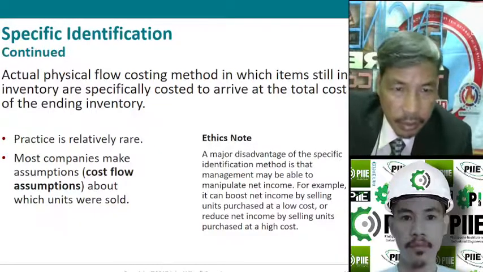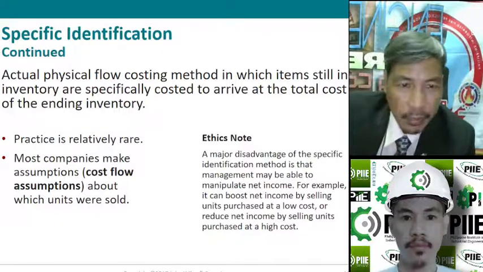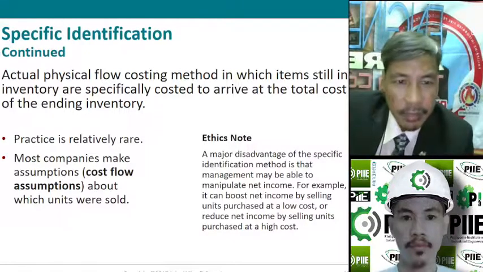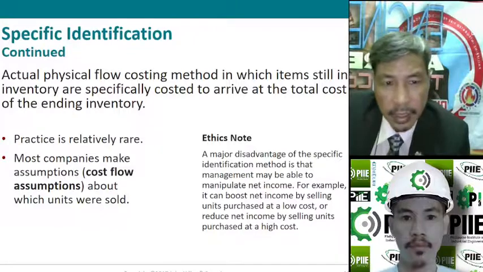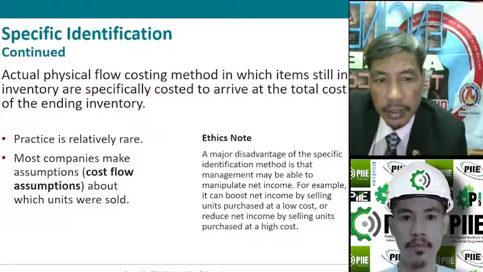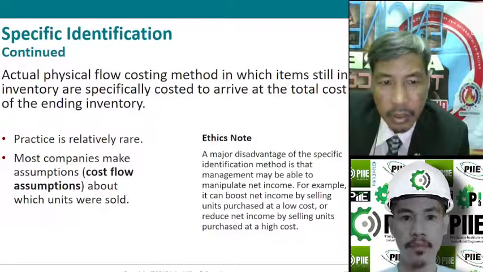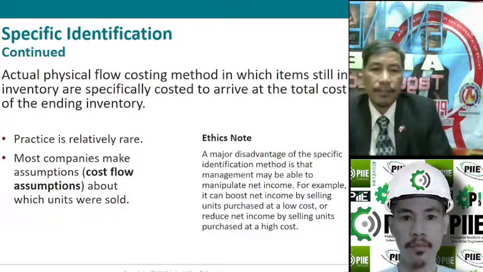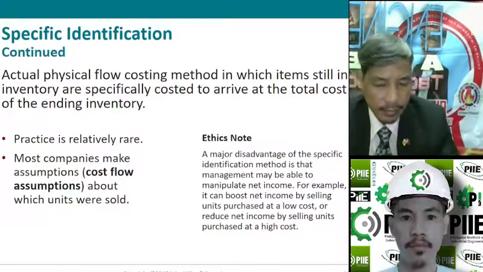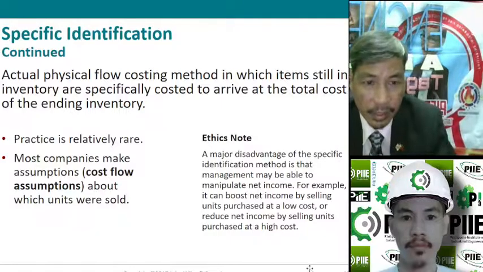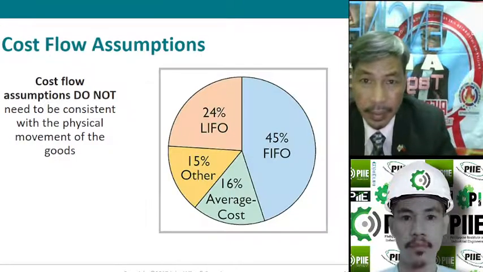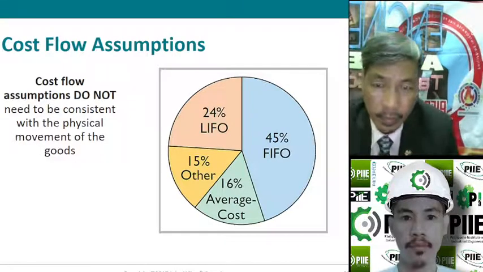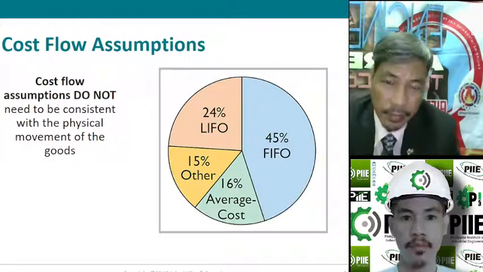Ethics note: a major disadvantage of the specific identification method is that management may be able to manipulate net income. For example, it can boost net income by selling units purchased at a low cost or reduce net income by selling units purchased at high cost. Okay. So, that is an ethical issue that could possibly happen.